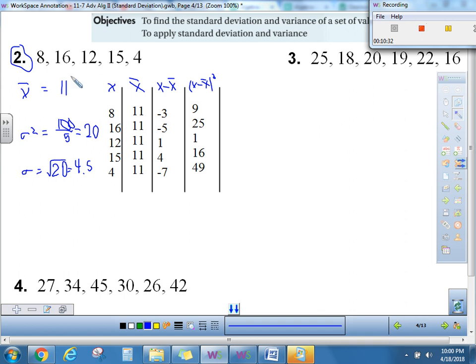I calculated my x bar, my mean, and I got 11. All I did is add them up and divide by 5. So my x bar for every single one of these is going to be 11. So I just wrote that in.